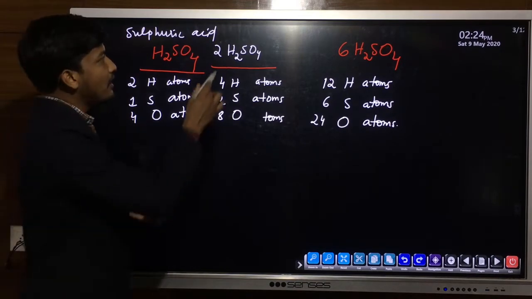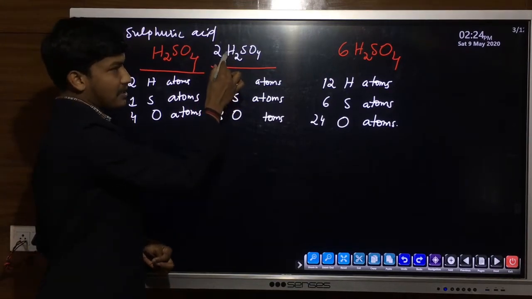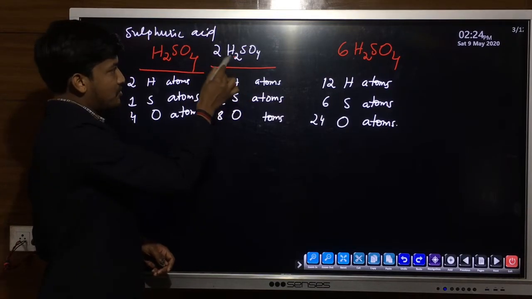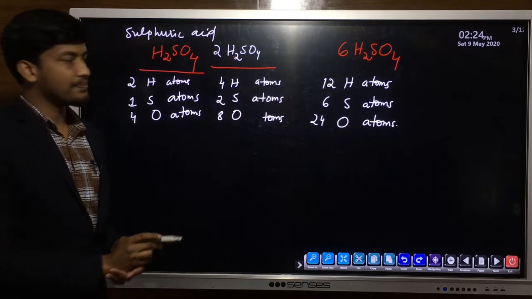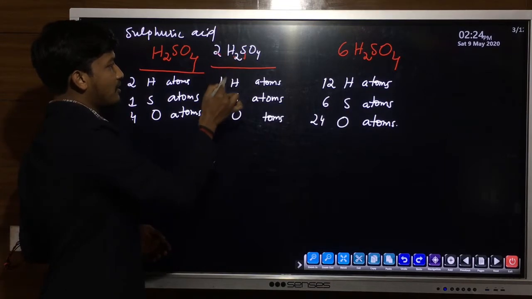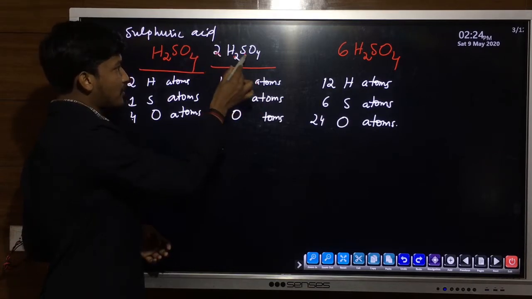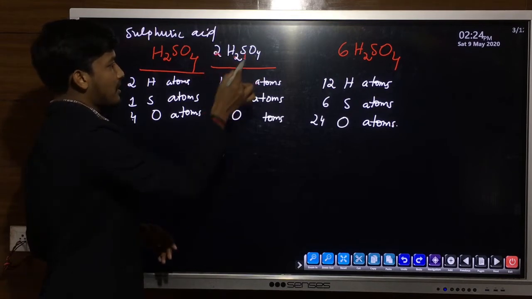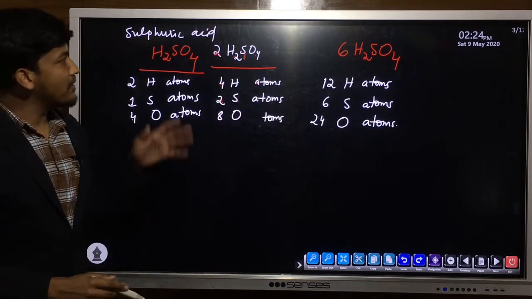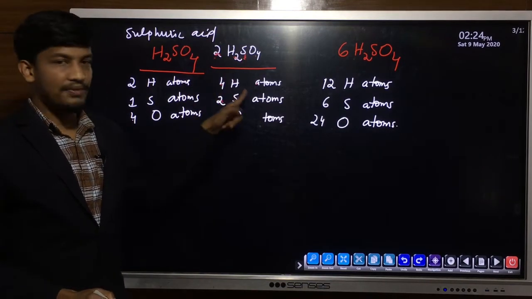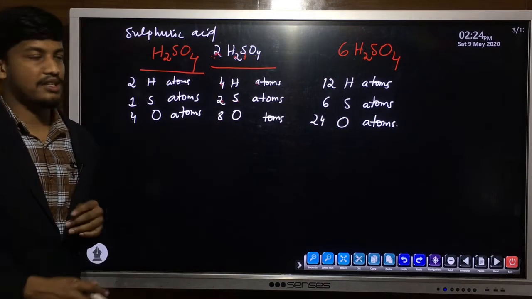Now can we count? First hydrogen: number of hydrogen is 2, but the coefficient is 2, so multiply by 2. 2 into 2, 4 hydrogen atoms. Now sulfur 1, so 2 into 1, 2 sulfur atoms. 2 2s are 4 hydrogen atoms, 2 1s are 2 sulfur atoms. Now the third one, oxygen. 2 4s are 8 oxygen atoms. So in 2 H2SO4 molecules there are 4 hydrogen atoms, 2 sulfur atoms, and 8 oxygen atoms.